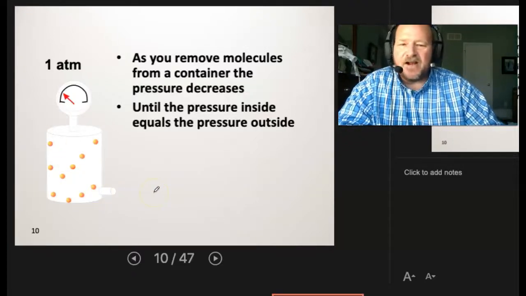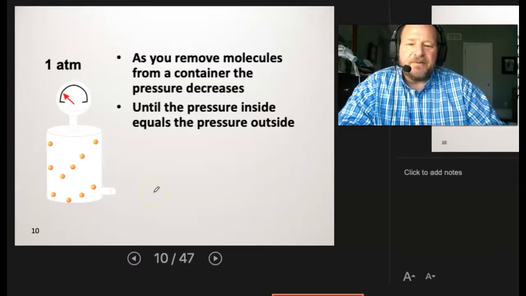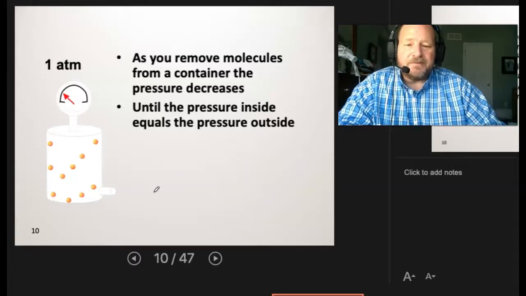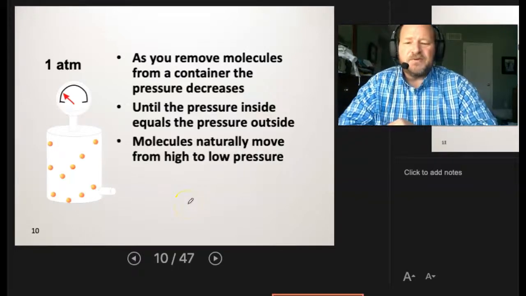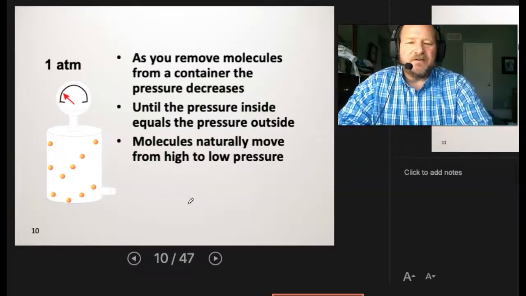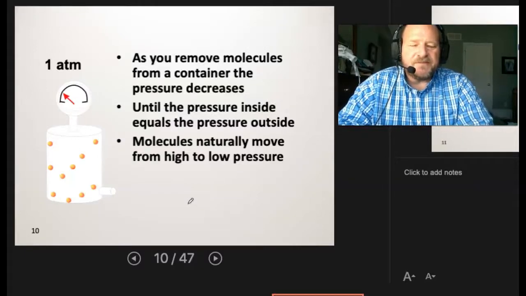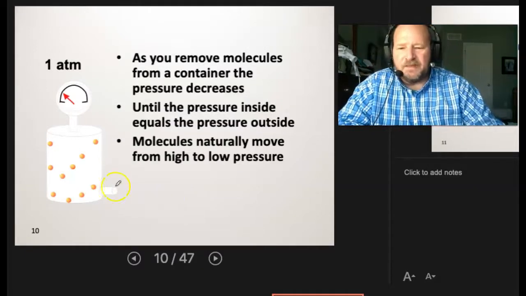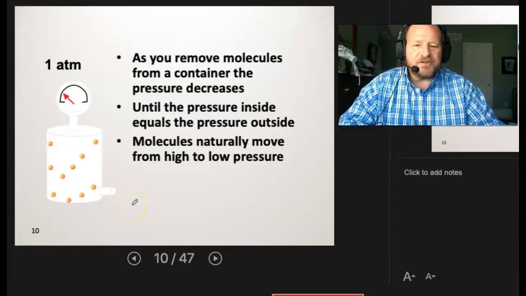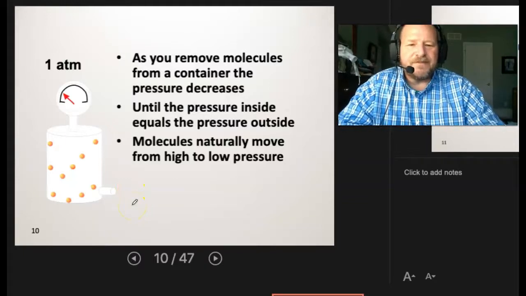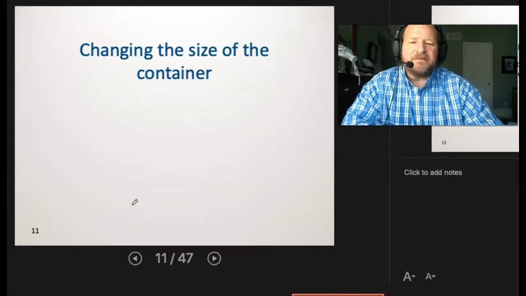If I lived in Denver, Colorado, then what's going to happen there? Well, even more is going to come out. It's going to be lower pressure there, right? Molecules will naturally move from high to low pressure. So if we have 2 systems and there's a pin in between them that's keeping them separated, once I remove that pin, the high pressure is going to bleed into the low pressure. Okay? Now, that's if the volume stays the same.